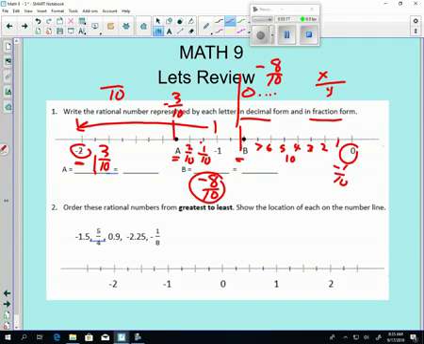Now we're going to convert this to a decimal. -1 and 3/10 is -1.3. One place after the decimal is over 10. And over here, -8/10, we're going to have -0.8. Okay, -0.8.